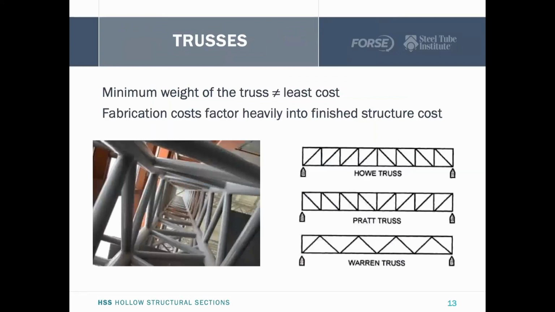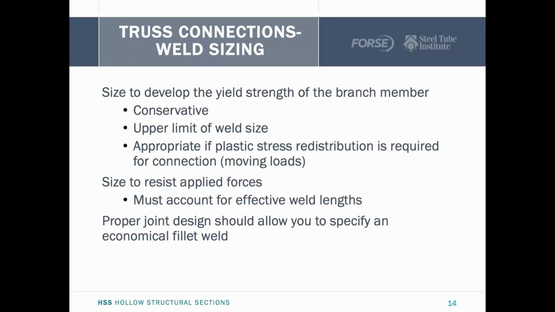Likewise, minimum weight of a truss does not equal least cost. As I started out with, the fabrication costs can weigh heavily into a finished structure. So if we're looking at these three options on the right-hand side and talking to our architect through some preliminary design, a Howe truss or a Pratt truss is going to be more expensive. Yes, the chord members are going to be lighter, but there's going to be more connections that have to be made, more joints than in a Warren truss, and therefore a Warren truss, although it may have a heavier tonnage of steel, the total overall cost is going to be less.